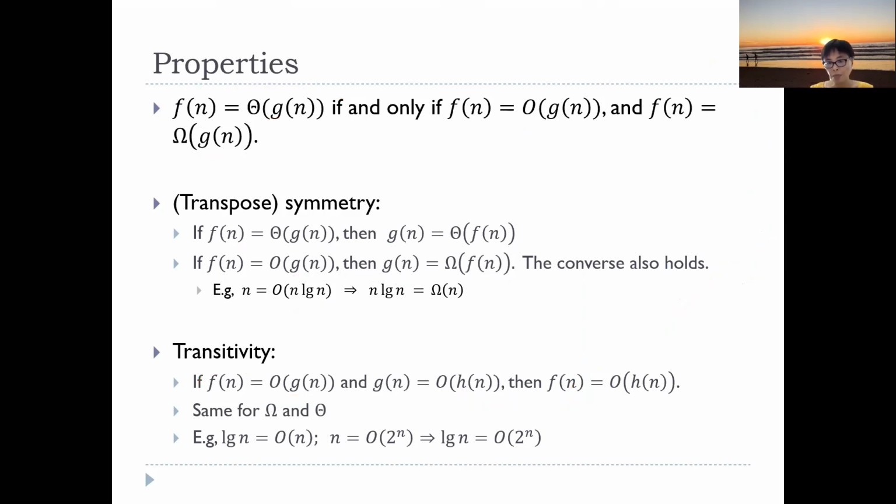Then this is useful, this is transitivity, because if I know that, say, log n is smaller than n, and n is smaller than the exponential function, then naturally log n is bounded from above by the exponential function.